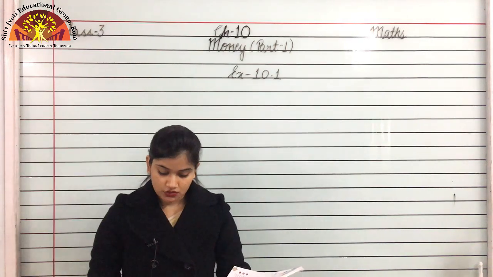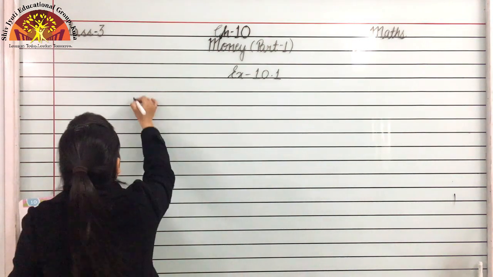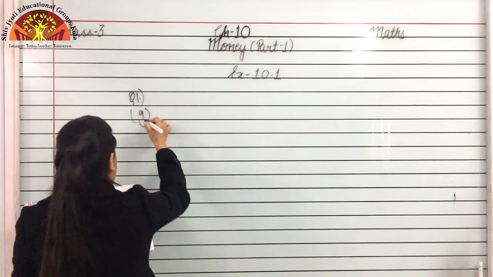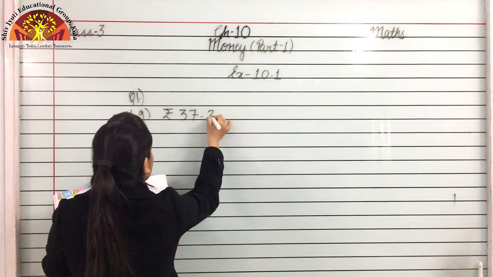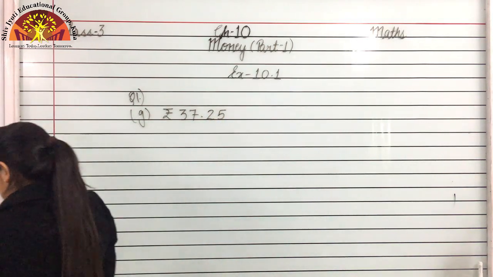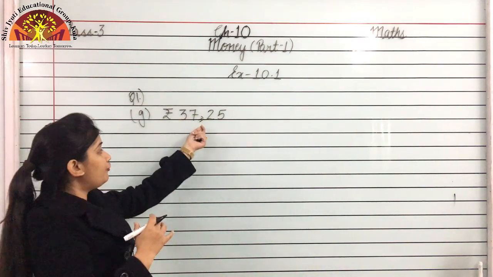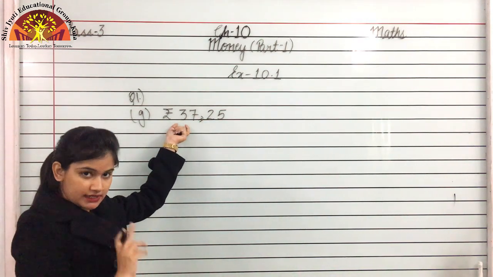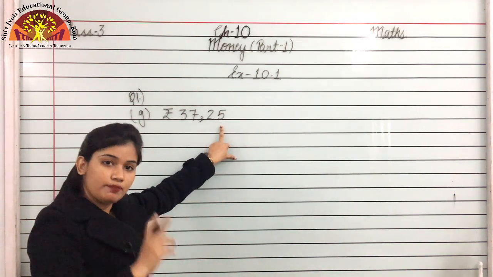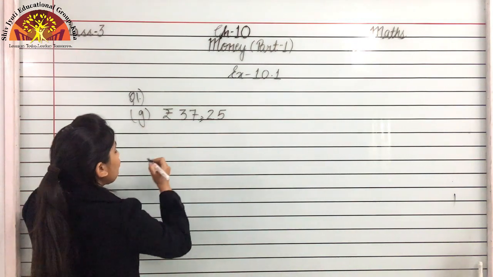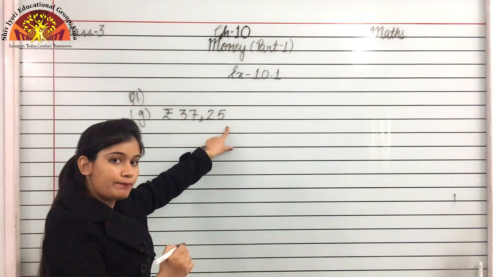Okay students? So now I am taking one more question of question 1, that is G part. In this G part we have rupees 37.25. Now students you can see this dot. What is it showing? It means before the dot we have rupees 37 and after the dot 25 is coming. It means 25 paise. Is it clear? So now what we have to do? We have to convert this rupees 37.25 into paise.